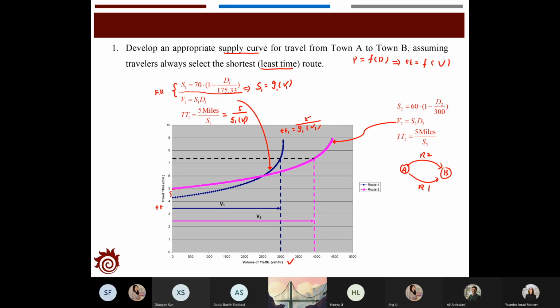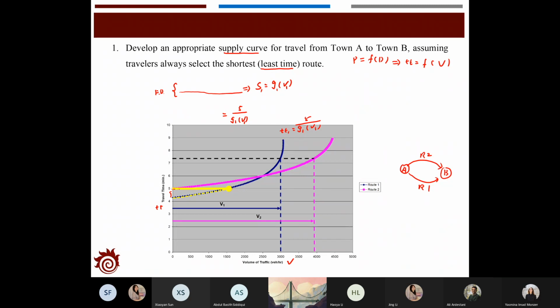in that sense, no people will take route 2. Instead, they will only take route 1. So this is what is going to happen when the travel time is less than 5 minutes. Everyone is going to take route 1. And then the relationship between the travel time and the flow will be determined by the yellow dashed line in this figure.